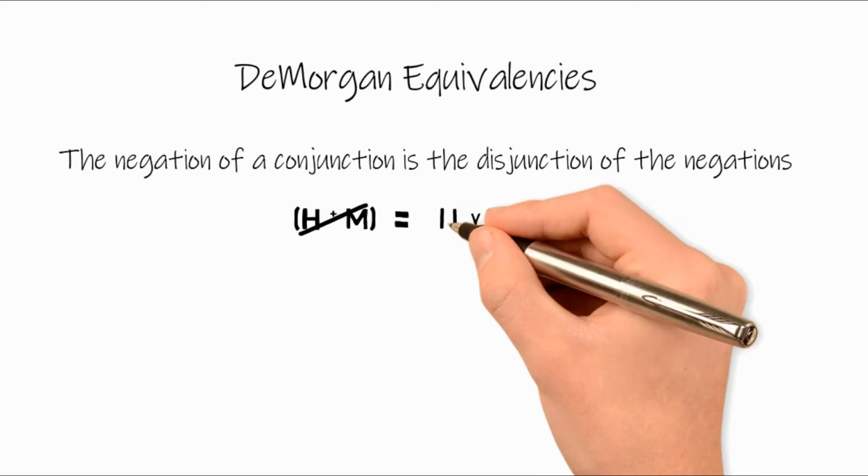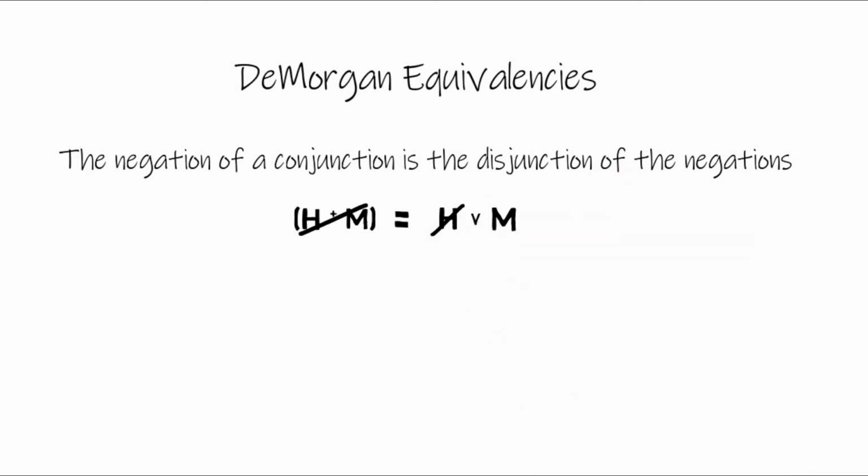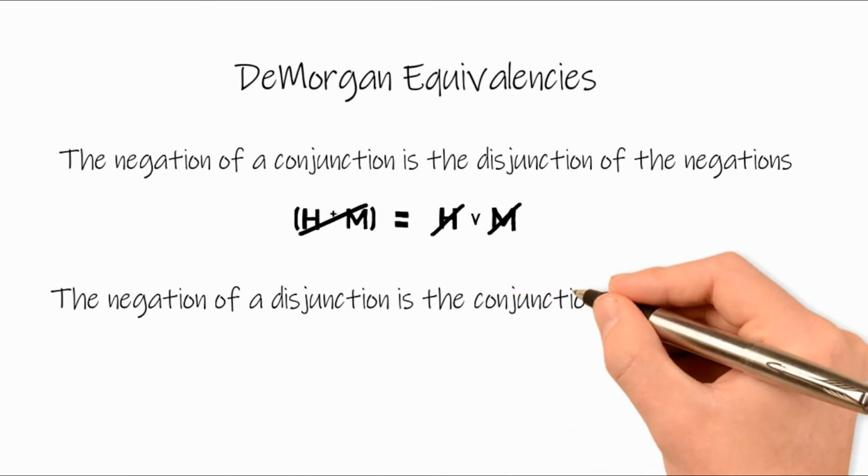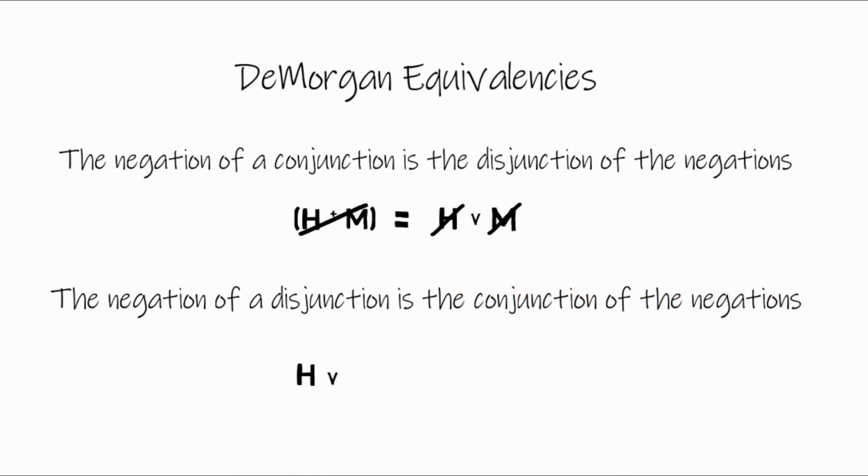The negation of a disjunction is the conjunction of the negations. And we learned that that looks like this. And we call these DeMorgan equivalencies.